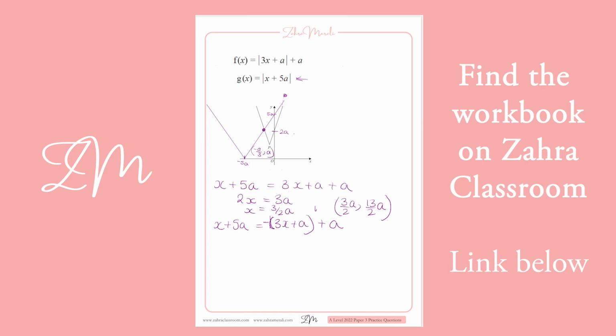And I can double check by putting in f of x and showing that it works. Here I get x plus 5a equals minus 3x minus a plus a. These are going to cancel. So I'm going to get 4x equals minus 5a, and so x equals minus 5 over 4 a. Do exactly the same thing, substitute it back in, and you get 15 over 4 a. And those are your coordinates. Right, so I hope that helps.